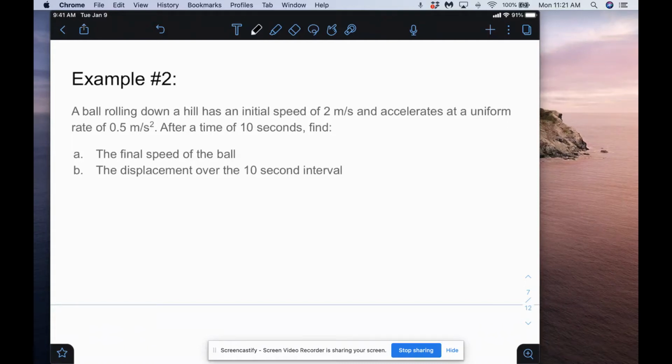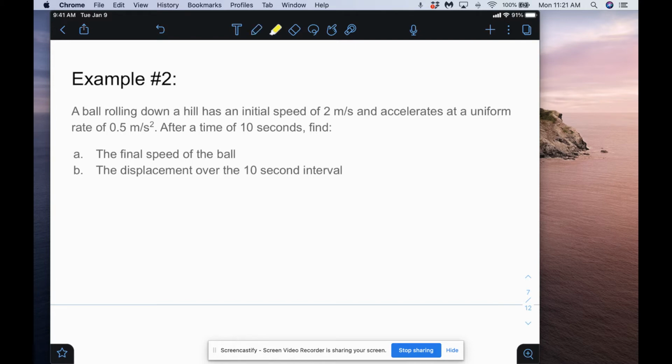Here's example 2 for the constant acceleration problems. So we have a ball rolling down a hill, has an initial speed of 2 meters per second, and accelerates at a uniform rate of 0.5 meters per second squared. After a time of 10 seconds, find A, the final speed of the ball, and B, the displacement over the 10-second interval. So let's write down our givens.